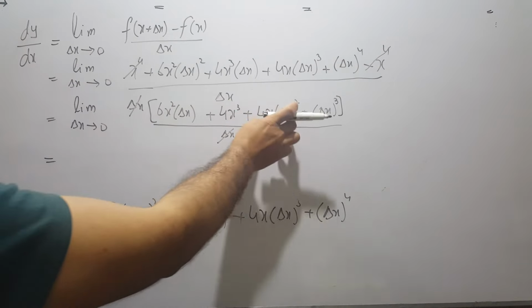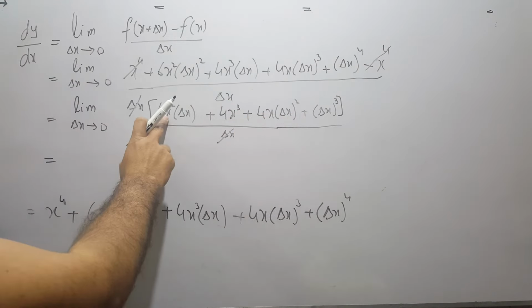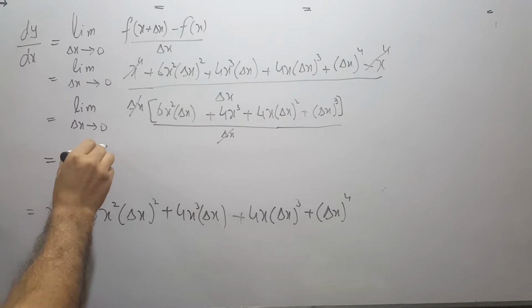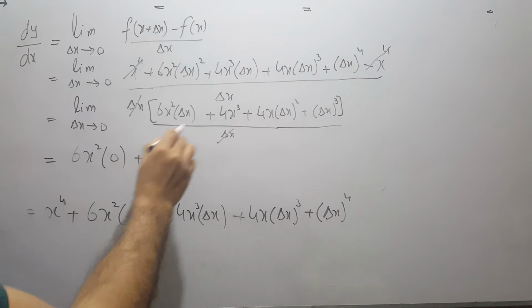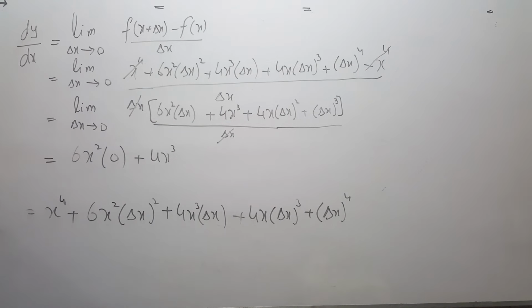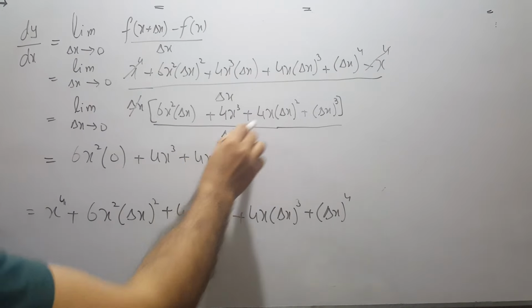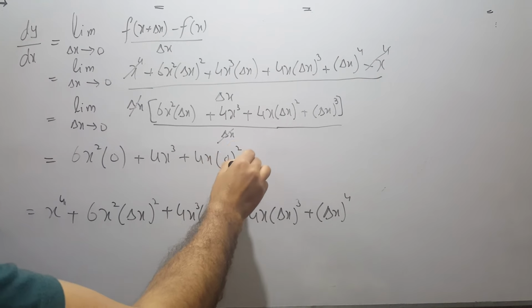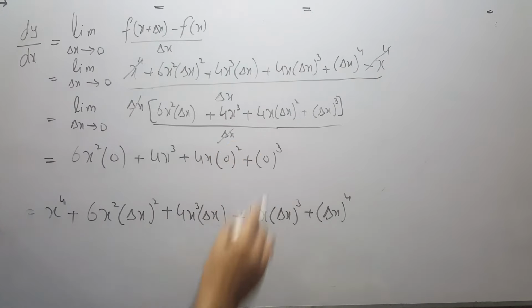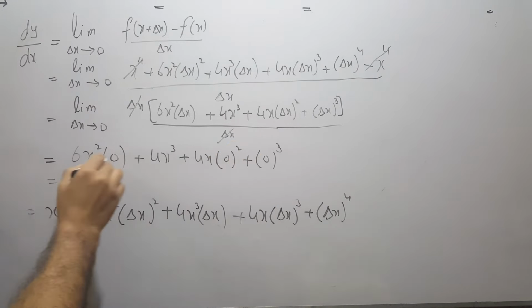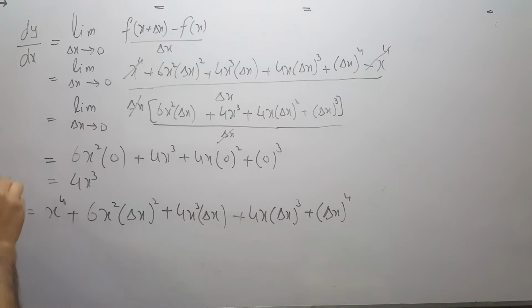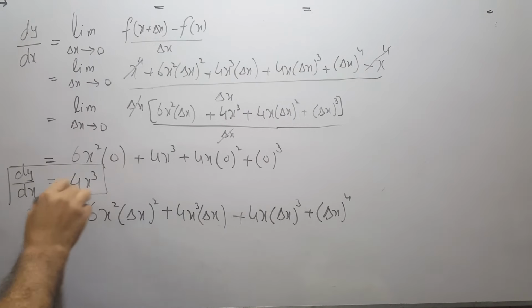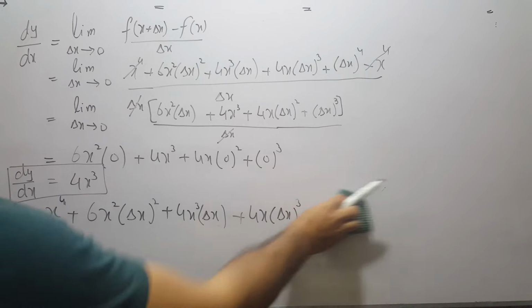Now we have to apply the limit on this. So if we apply the limit on this one, this would be 6x square into 0 plus 4x cube, there is no delta x here, and plus 4x delta x, here is 0 square, and here is 0 cube. Then we can see that this is 0, this is 0, this is 0, and the answer is 4x cube. So your dy by dx is 4x cube.